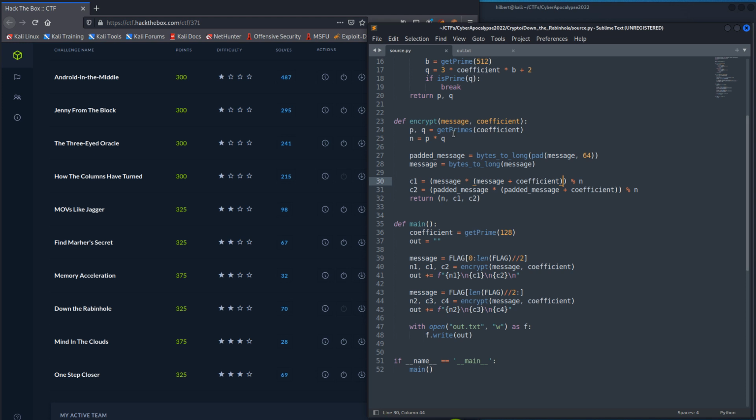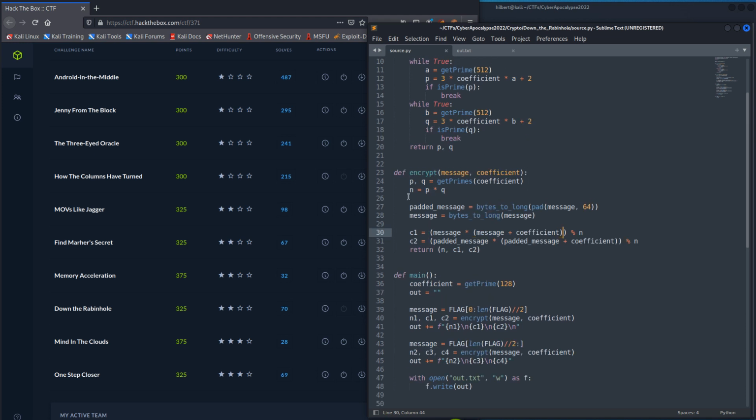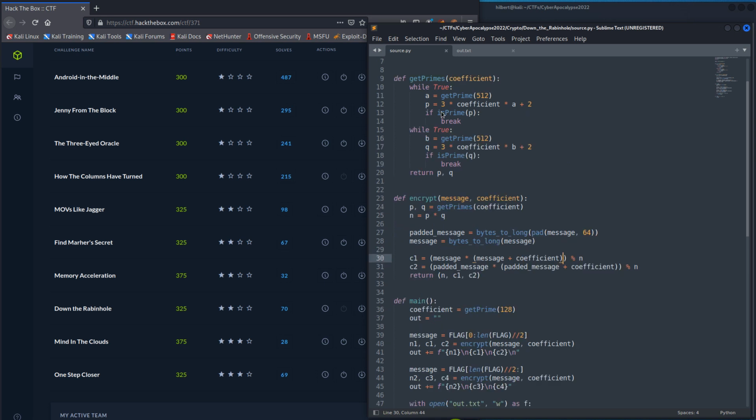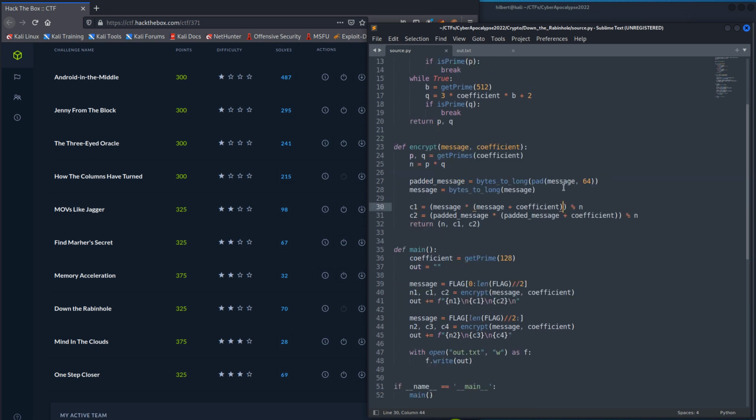We see here that P and Q are primes from this get primes function, which if we look at it is basically just taking that coefficient and multiplying it by 3, and then multiplying it again by a random 512-bit prime, adding 2 to it, checking if it's prime, and if it is, finally going along. So basically P and Q are going to be primes of that form. And then what we're doing is padding the message, kind of doing this formula here, and then outputting these variables.